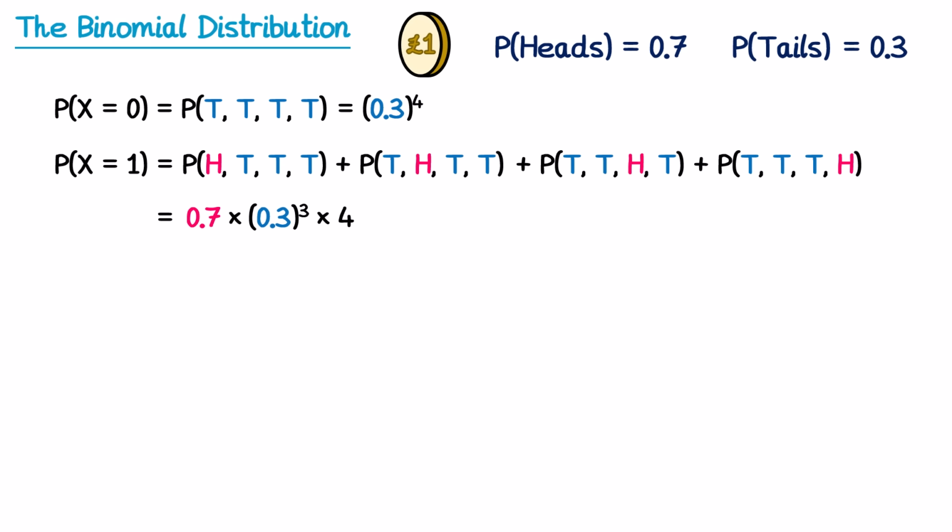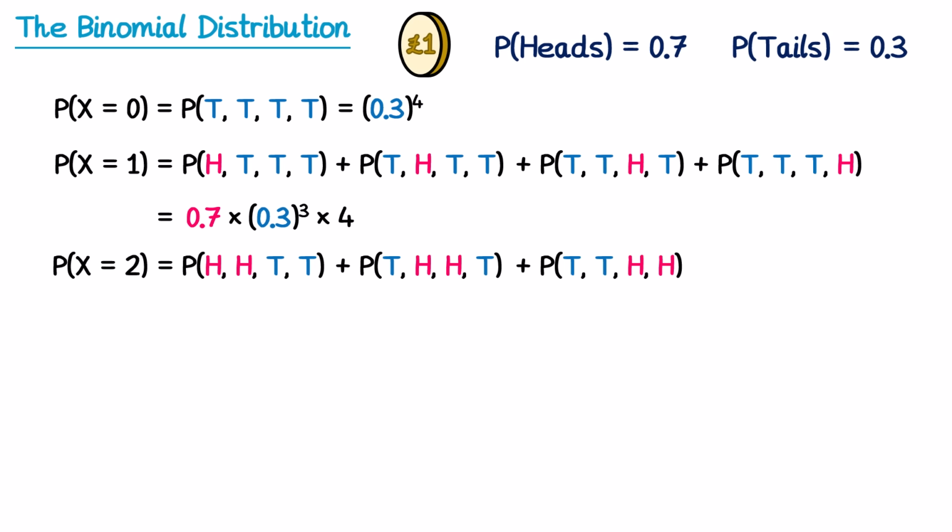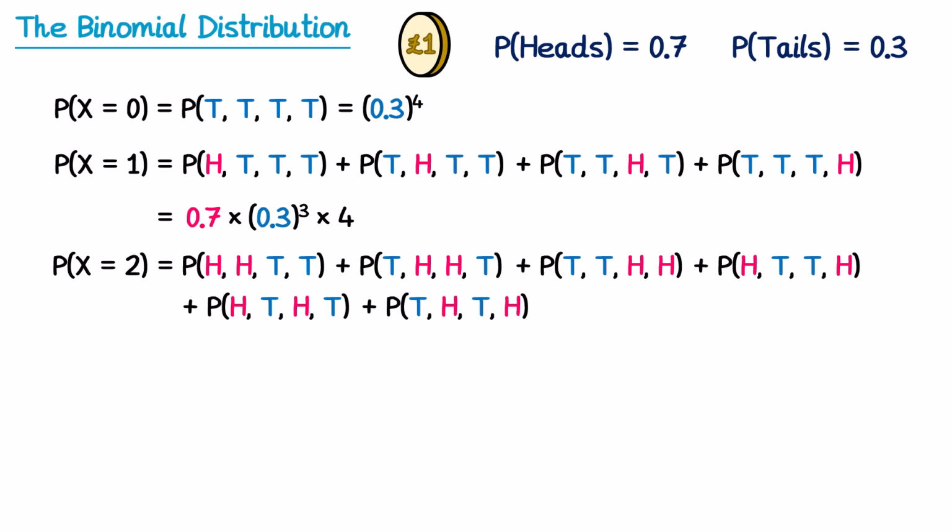For the probability that x is equal to 2, we would now need 2 heads, and therefore also 2 tails. There are even more ways of doing this one. We've got heads, heads, tails, tails; tails, heads, heads, tails; tails, tails, heads, heads; heads, tails, tails, heads; heads, tails, heads, tails; and tails, heads, tails, heads.